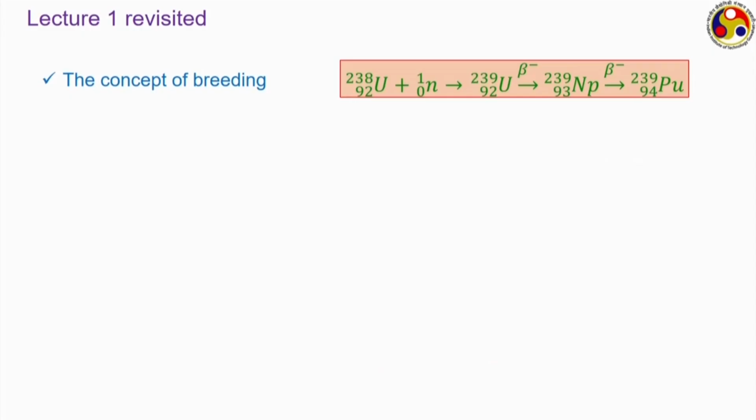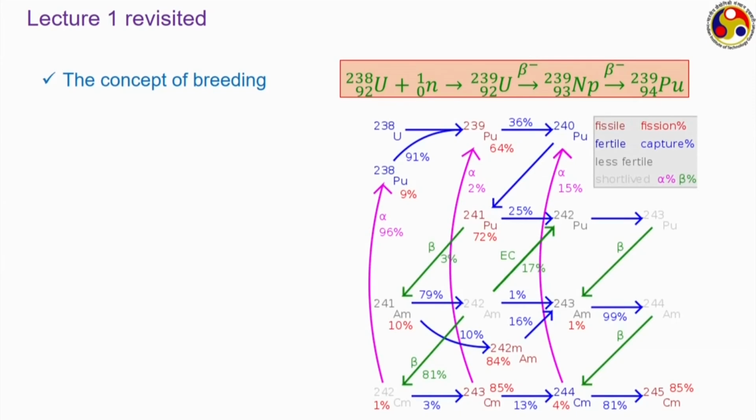There can be quite a few other kinds of breeding reactions also, like we have shown through this diagram in the last lecture. I am just repeating once. Uranium-238 generally can have only one kind of nuclear reaction, which is this neutron capture leading to uranium-239.